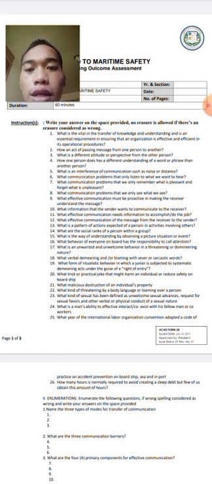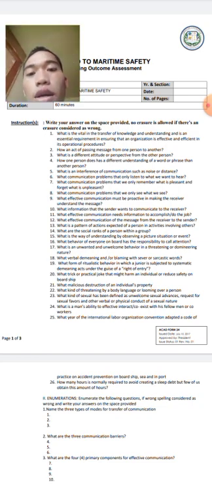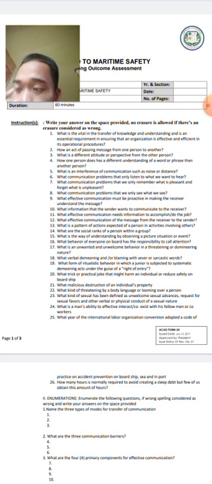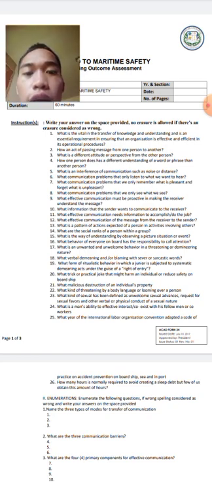It is semantic. So number 5, what is an interference of communication such as noise or distance? My answer for this is that it deflects your audience's focus away from your message. That was the interference in communication such as noise.